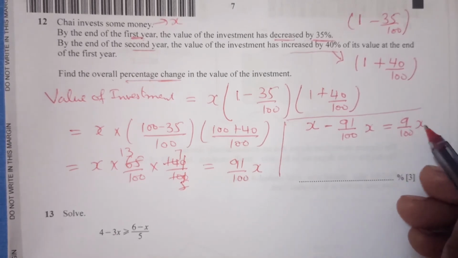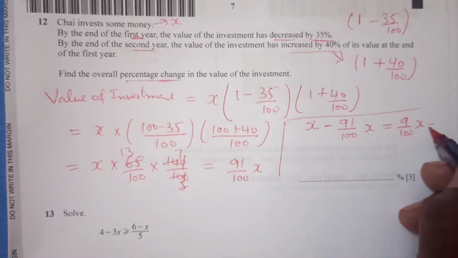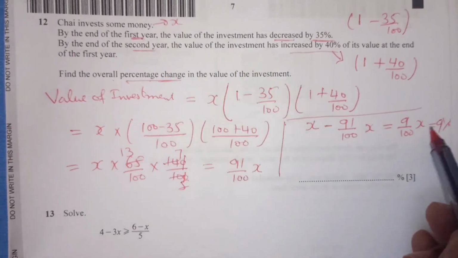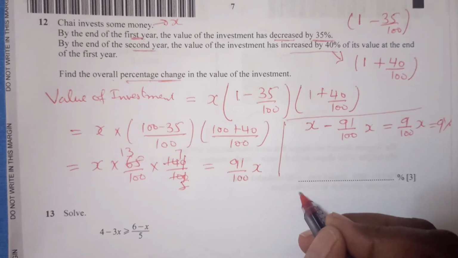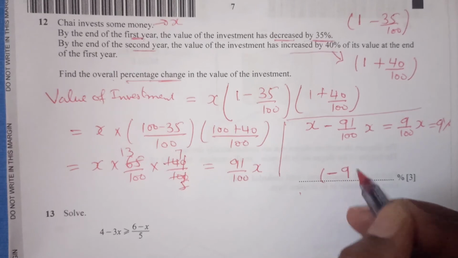So 9 over 100 x means, now you see this is decreasing here, so it became 9% of x here, right? So it is 9% of x. You can see it's a decrease by 9%, or you can say minus 9%.